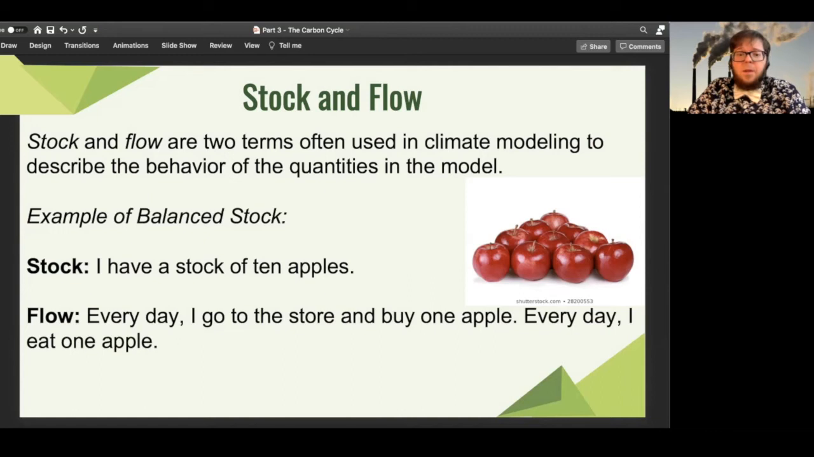Here is an example where it's balanced. This is an example of balanced stock and flow. If I have a stock of 10 apples, and every day I go to the store and I buy 1 apple, but also every day I eat 1 apple, well, then the inflow of apples matches the outflow of apples, and I will maintain an even stock of 10 apples. Right? So this is the kind of thing we're going to be thinking about when we talk about what's happening to the carbon. And especially we're going to be thinking about this sort of thing a lot next week in our final seminar, feedback loops and tipping points. But for now we've got this terminology of stock and flow under our belt.